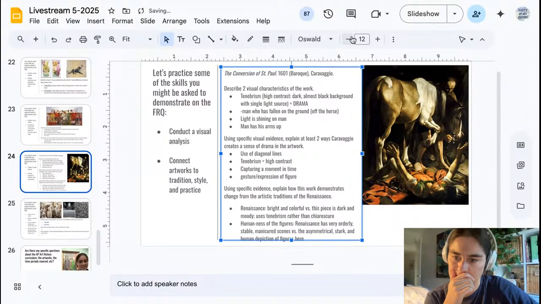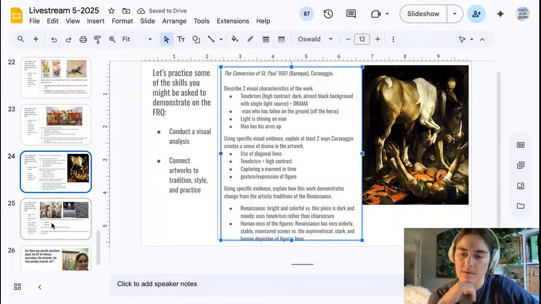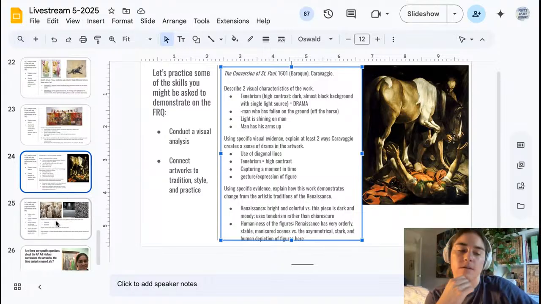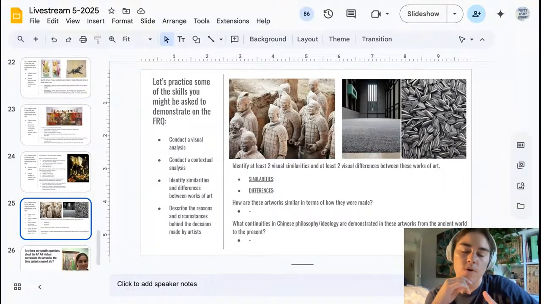All right. So this is the last question. This is a comparison that might be a little bit unusual or unconventional, we'll say. Our piece on the left is the Terracotta Army of Qin Shi Huang. And the piece on the right is Sunflower Seeds by Ai Weiwei. So, what are some similarities between these pieces?